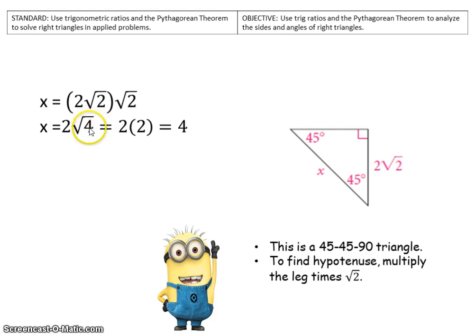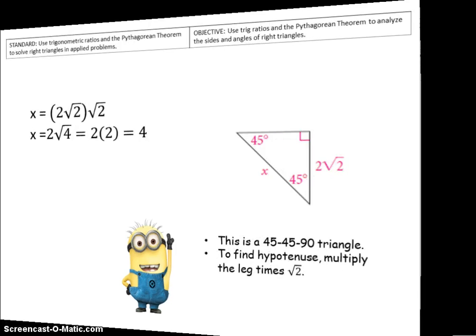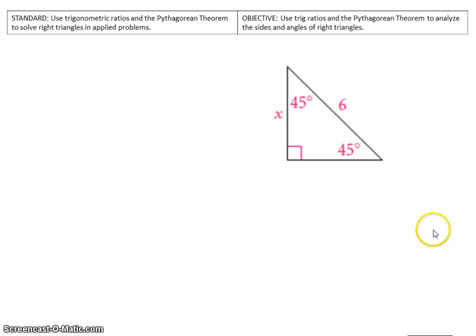Well, radical 4 is simply the square root of 4, so that means that's 2. So 2 times 2 is 4, so the answer is, what's the hypotenuse? X equals 4. Moving on, another example.